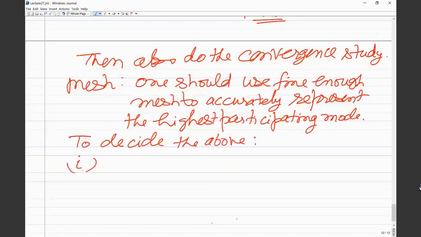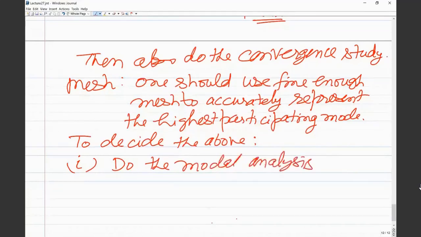Number one, do the modal analysis, free vibration analysis. So before doing this dynamic response analysis, do the modal analysis. That is, solve the eigenvalue problem. Do the modal analysis, not model, modal. That is eigenvalue analysis.